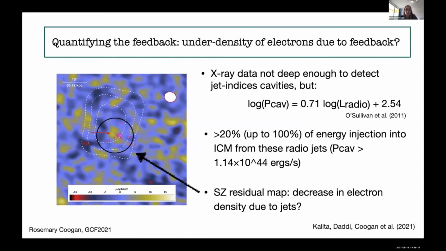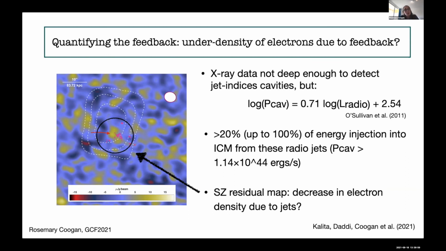If we put this all together, we can calculate the total power injected by the jets. You might often use X-ray cavities to estimate jet power, although we don't see any in our relatively shallow X-ray data. But we can instead relate the power directly to the radio emission, bearing in mind the caveat that we only have an upper limit on the spectral index from our lower frequency data. What we find is that the power injected by the sum of the jets is at least 20% of the total energy injection into the ICM, comparing with the injection from star formation and AGN outflows, and could even be up to as much as 100%, so the same amount. So it's a really significant addition to the energy injection into the ICM.